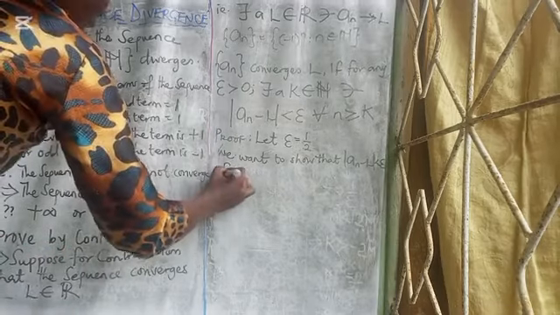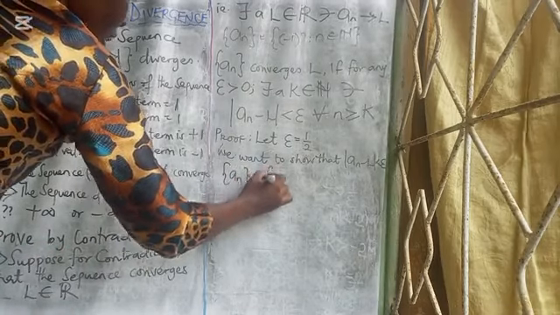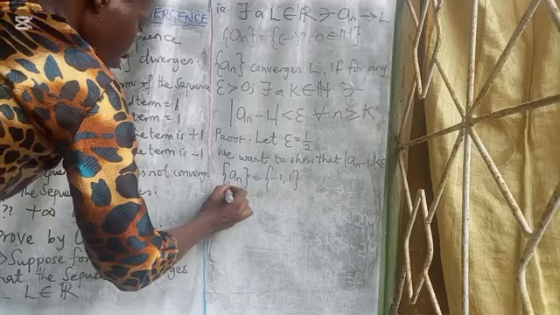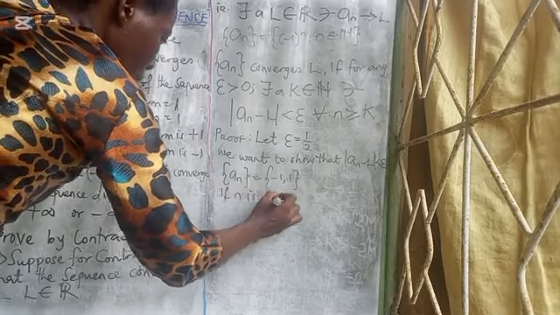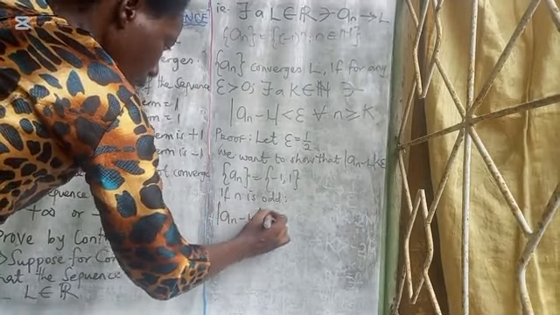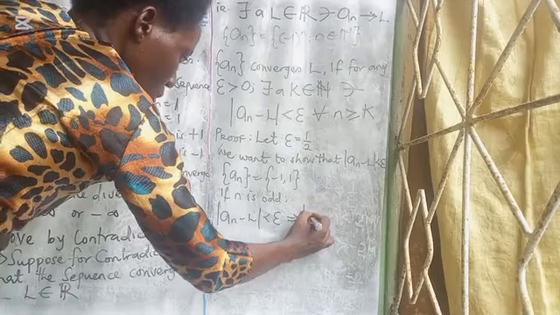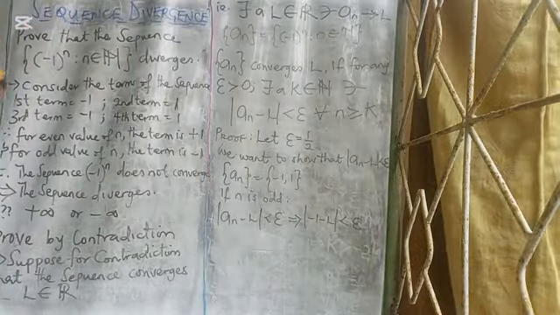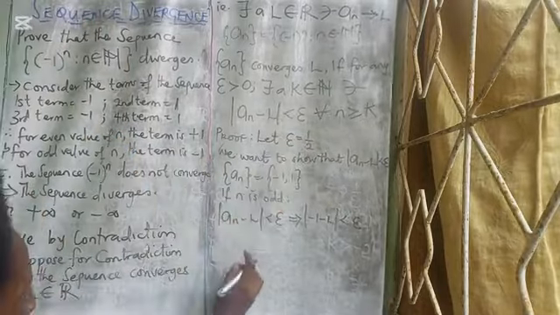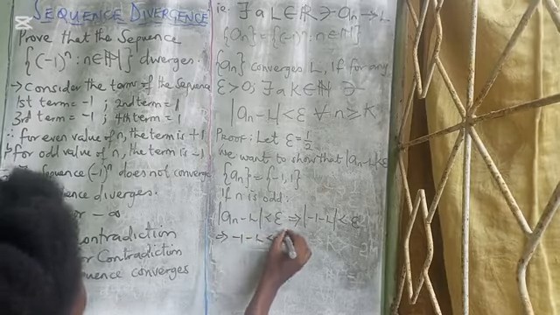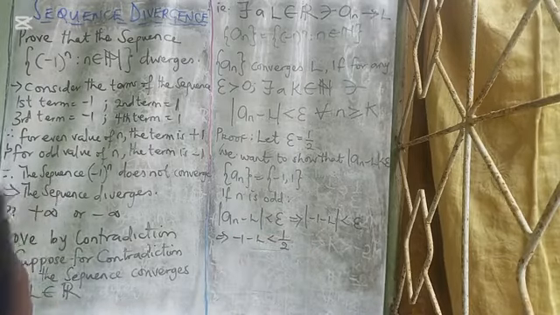Remember that our An is oscillating between what? Minus 1 and 1. Therefore, if n is odd, what do we have? An minus L less than epsilon becomes what? Minus 1 minus L less than epsilon. And we have said that we are assuming that our epsilon is 1 over 2. Therefore, it implies that the absolute value of minus 1 minus L is less than 1 over 2.